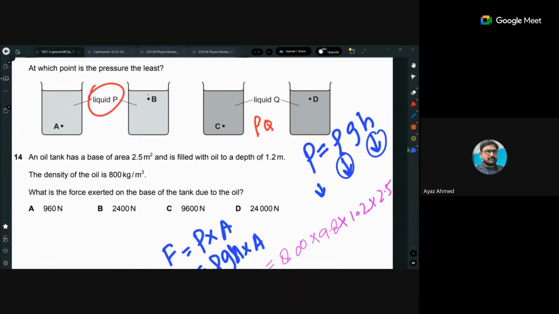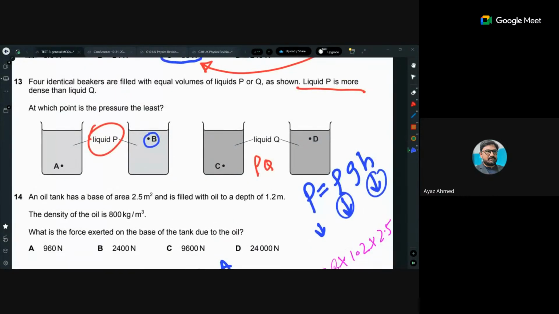So it means this will be the point where P is more dense. I was right. P is more dense, Q is less dense. Because this liquid has less density as well as the depth is smaller, this point D would have the least pressure.